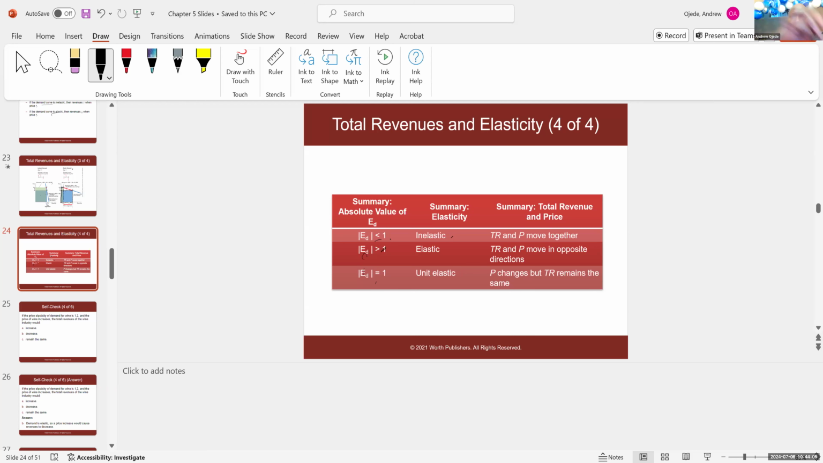If you're producing a good which has unit elastic demand, meaning that a 1 percentage point increase in price triggers a 1 percentage point decrease in quantity, then price changes, but total revenue remains the same. That means the percentage change in price is exactly identical to the percentage change in what? In quantity. So total revenue remains the same. They offset each other. Because revenue equals price times what? Quantity. So unit elastic means that if I increase price by 1 percentage point, quantity decreases by 1 percentage point. So they offset each other, and there's going to be no change in total revenue.